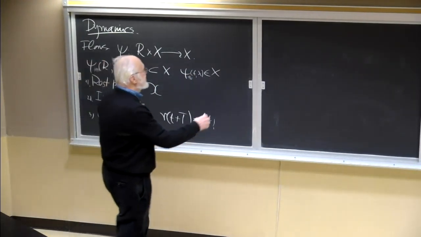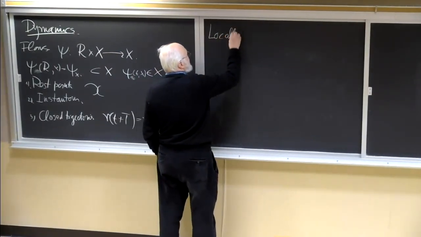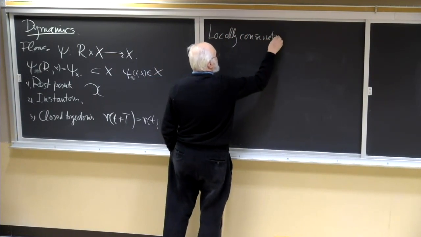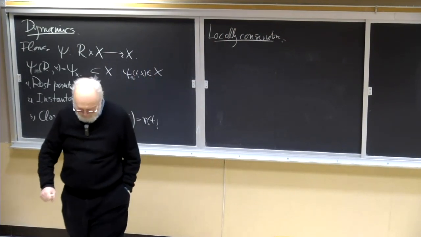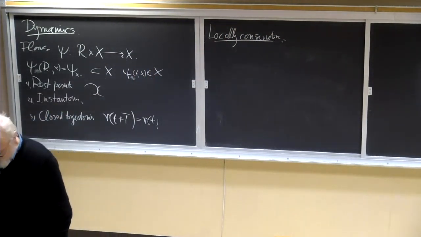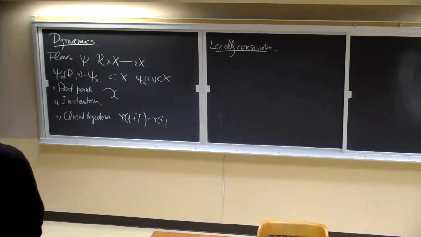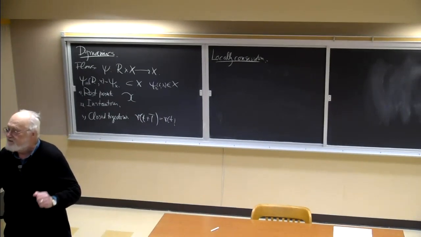It's what I call locally conservative dynamics. For those familiar with smooth dynamics, I'll say a few words in a minute. They are exactly given by, let's say, vector fields whose trajectories minimize an action.